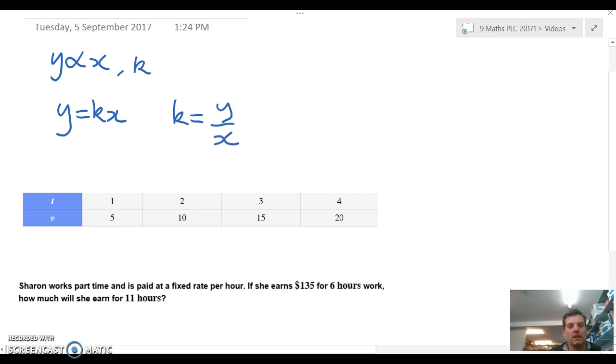So what we're saying here is the ratio of the values between y and x will be constant. So they'll be equal to k. Now that might sound a little bit confusing, so it's probably easier if we look at a visual example.